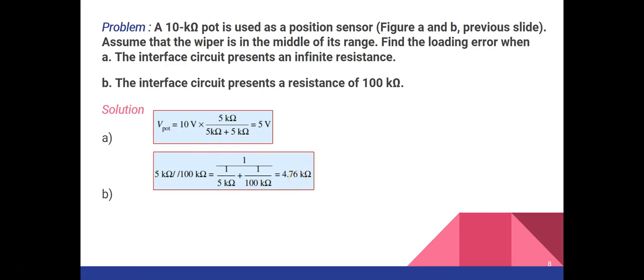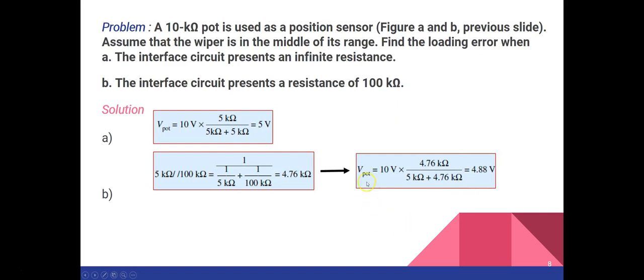4.76 kilo ohm. Once you obtain this value, you will use it to calculate the pot voltage. The pot voltage can be calculated by this formula, which is the same formula; the only thing is that here we are using the parallel combination. So we see that this voltage is 4.88 volts.